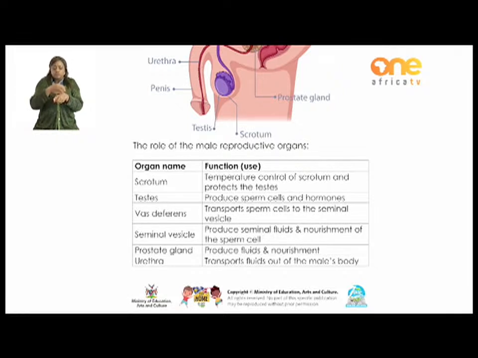to the seminal vessel. And the seminal vessel will then produce seminal fluids and nourishment for the sperm cell. So the sperm cell will need nourishment to keep it alive and healthy. And then from there, we have the prostate gland, which is responsible for producing fluids and nourishment, which will further aid the movement of the sperm cells. And all these contents will exit the male's body through the urethra.